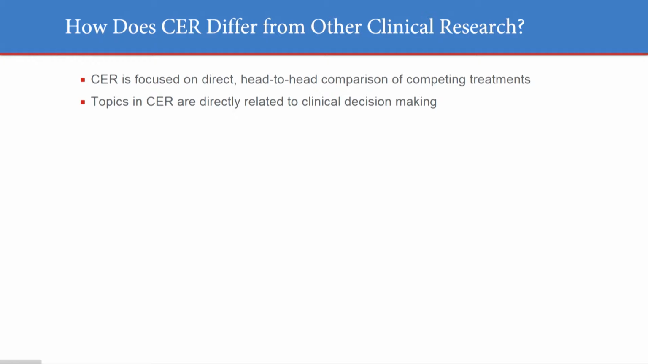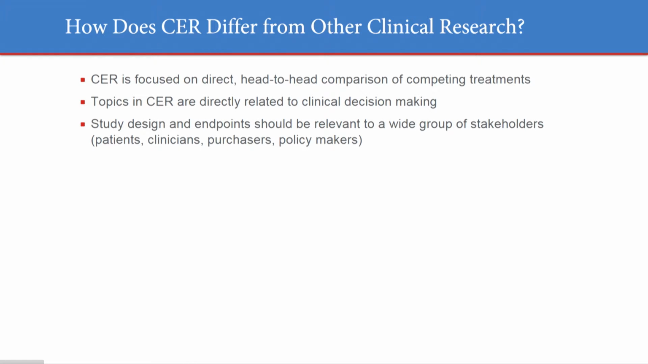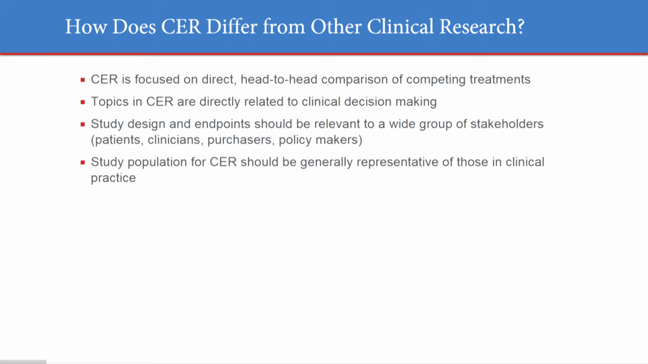So how does comparative effectiveness research differ from other clinical research? First, comparative effectiveness research is focused on direct, head-to-head comparisons of competing treatments. A topic for comparative effectiveness research needs to be directly related to clinical decision-making. So these are topics that have very direct, important relevance. The study design and the endpoints should be relevant to a wide group of stakeholders. So this group would include patients, but also clinicians, purchasers, and policymakers. And the study population for comparative effectiveness research should be generally representative of those in clinical practice.